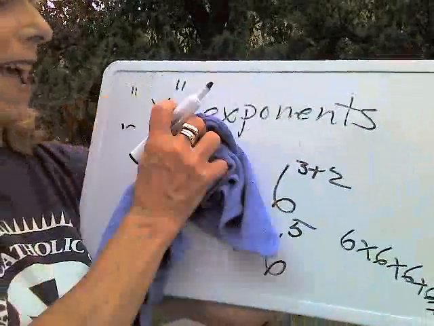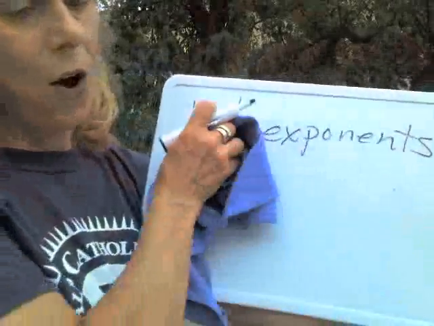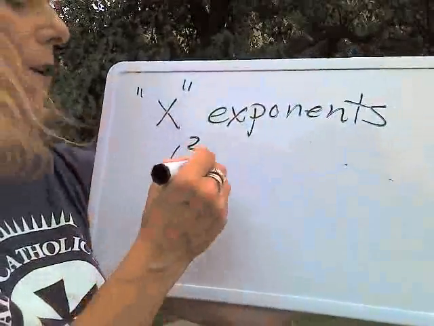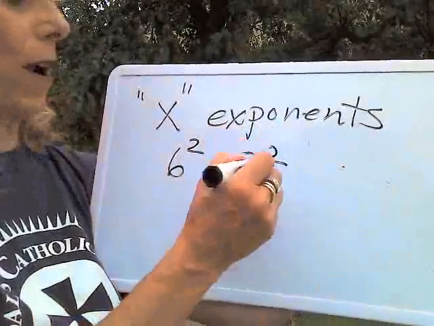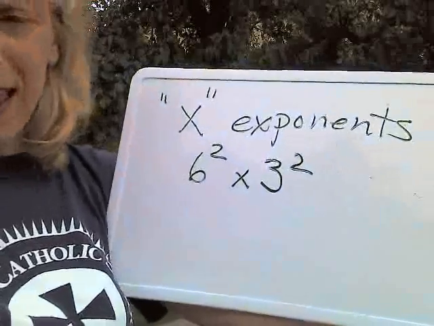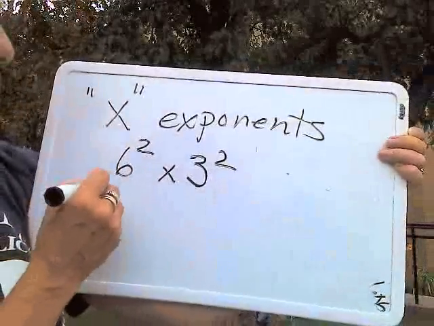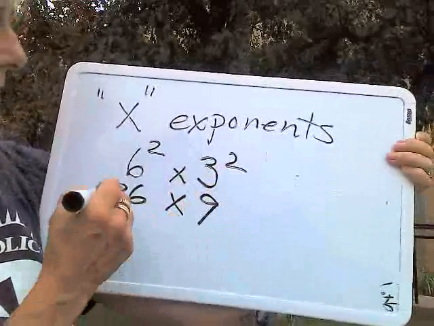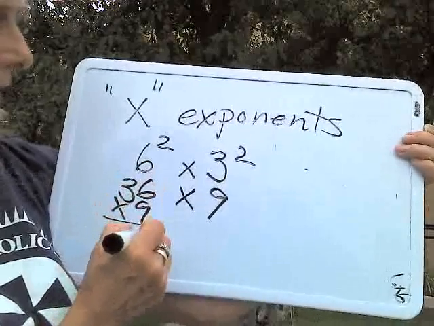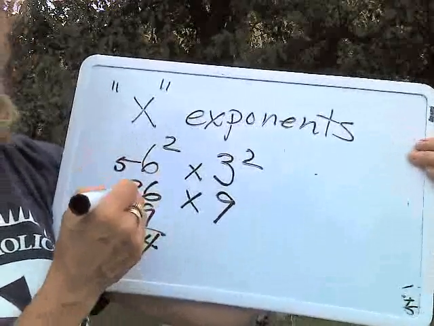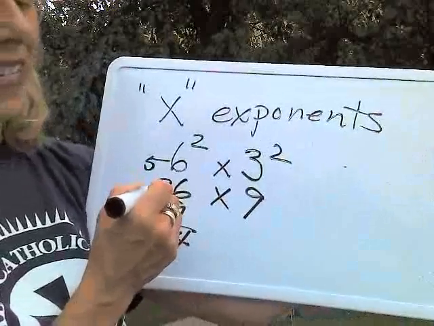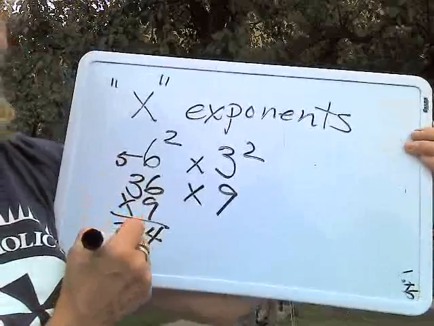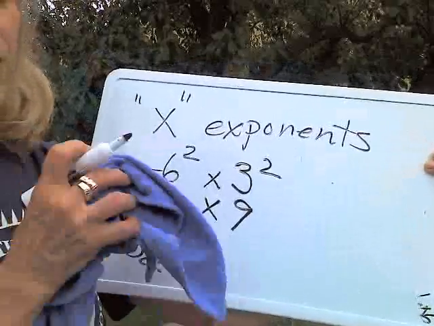What if the bases are not the same and I'm multiplying? What if I have something like 6 squared, or to the second power, times 3 squared? Now I need to multiply it out. 6 squared is 6 times 6, 36. 3 squared is 9. Make it powerful. And multiply. 9 times 6 is 54. Carry 5. 9 times 3 is 27. 27 plus 5 is 32. 324.